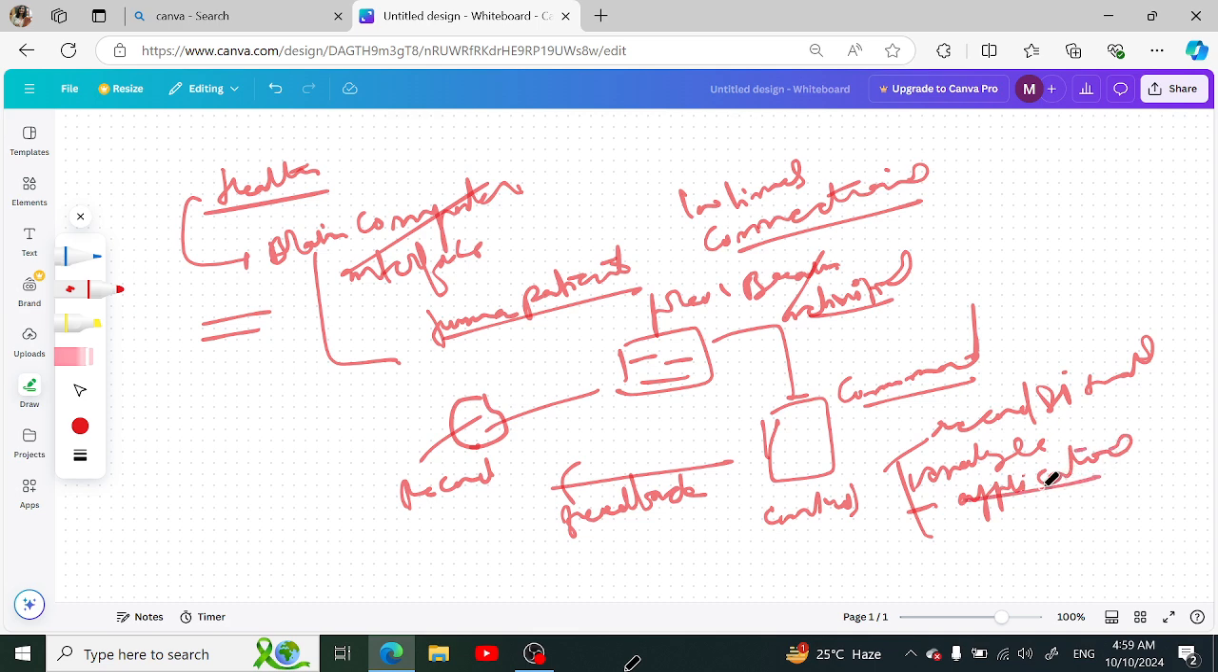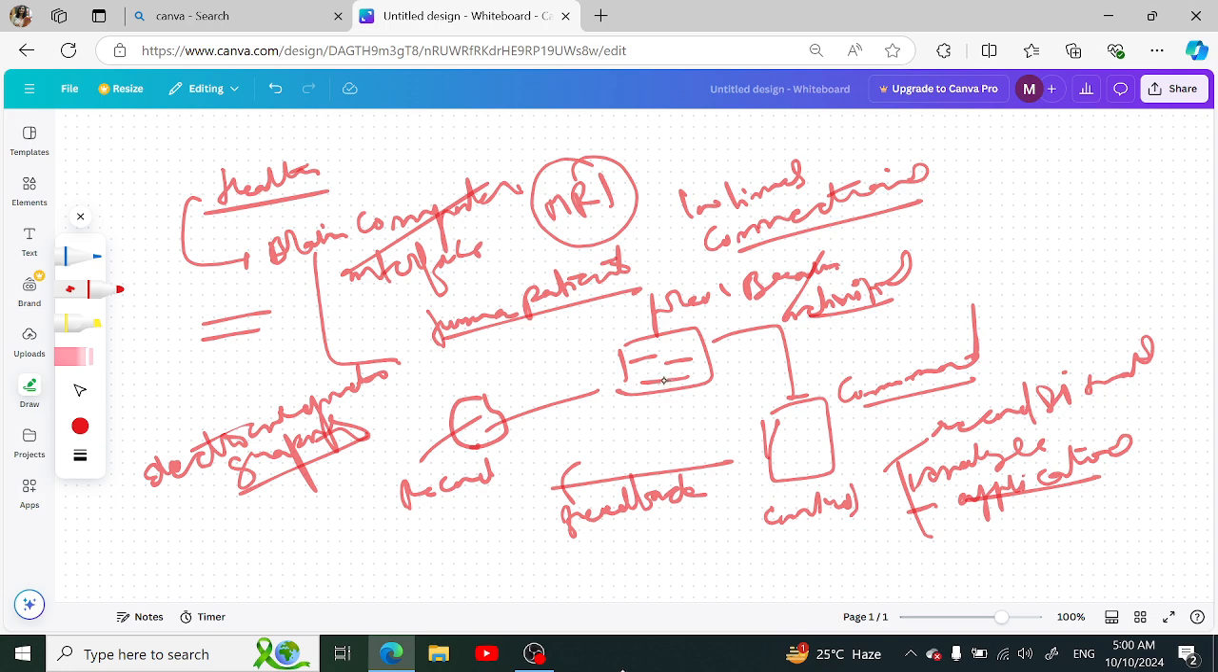So this is unidirectional: it receives the signal from the brain and sends it on. It is electroencephalography. And MRI, magnetic resonance imaging, detects the change in blood oxygen flow.